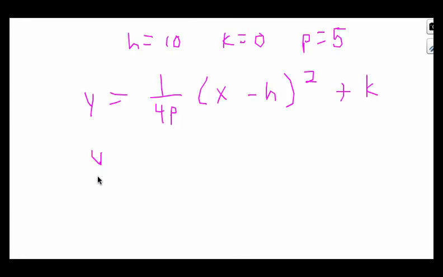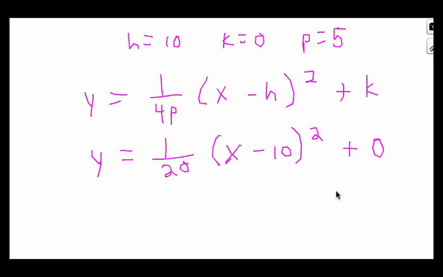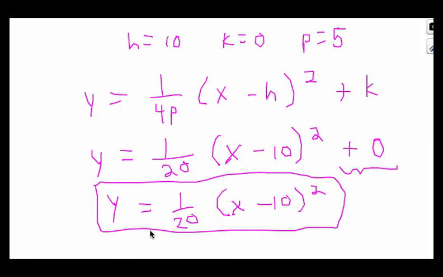Let's write the equation. Let's plug in the values. y equals 1 over 4 times 5, which is 20, times the quantity x minus 10, quantity squared, plus k, which equals 0. So we'll simplify this by leaving off this part, because if you have a value of 0, you don't have to write it. Final version of this equation: y equals 1 over 20 times the quantity x minus 10, quantity squared.